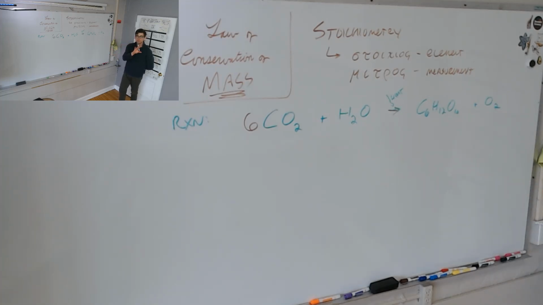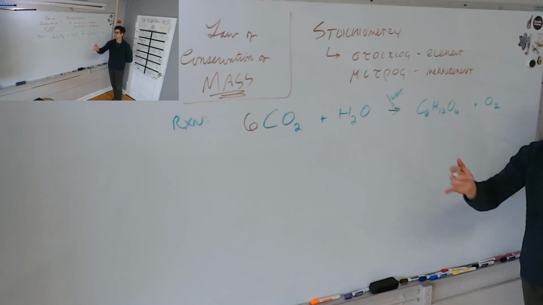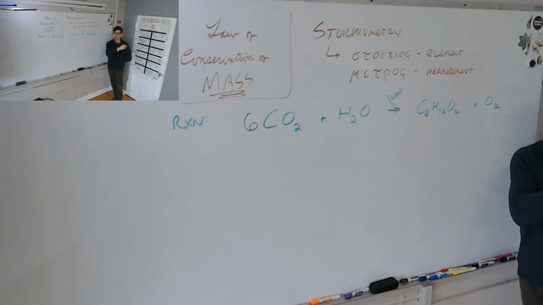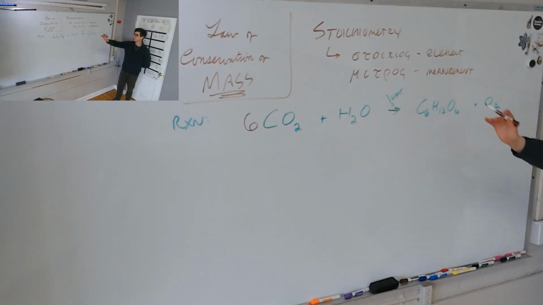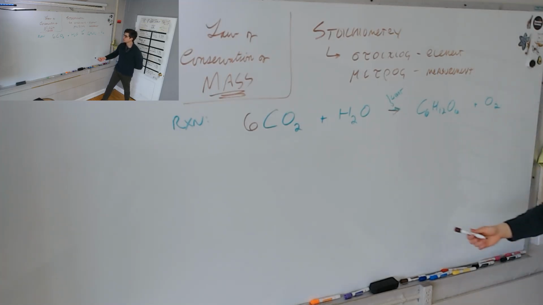The things that I'm worried about that you won't be able to do is balance, something that should be review, and naming and writing formulas, something that should be review, including polyatomic ions, something that should be review. Those are what I'm worried about. The thing that we're doing that's new that we'll get to in a second, I think you'll probably get pretty easily. So let's continue balancing.